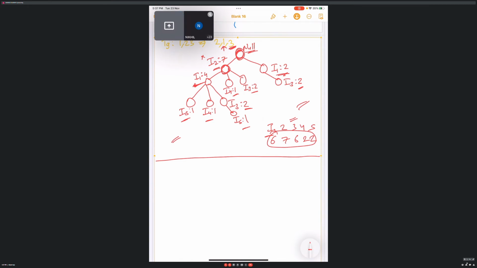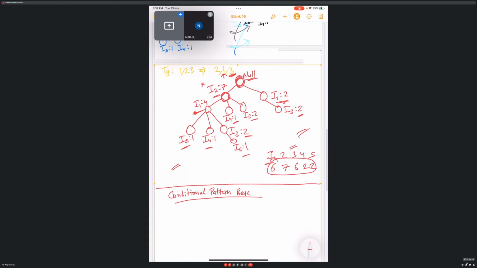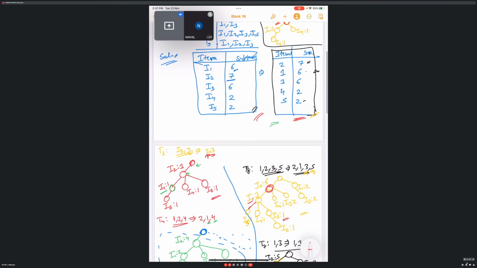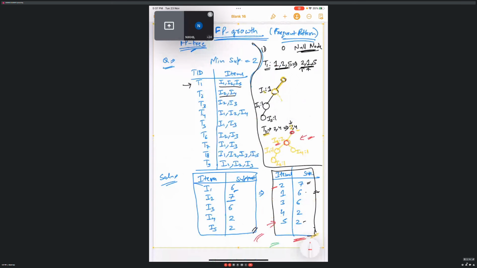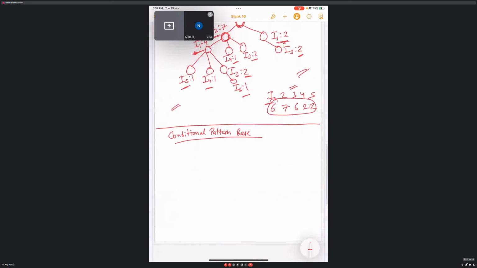So now we have found this tree. From this, I have to find out the conditional pattern base. See, when I want to find the conditional pattern base, we will start with the least support count one: 5, 4, 3, 1. And we don't have to worry about 2 because it was directly connected to the null node. So 5, 4, 3, 1. We have to find out for these.